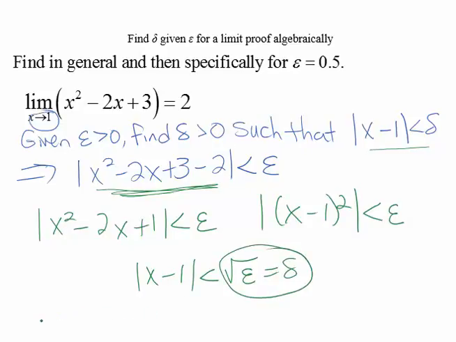So if we choose delta to be the square root of epsilon, then we know that we are within epsilon here. So now let's use our specific epsilon, and so delta would need to be the square root of 0.5.